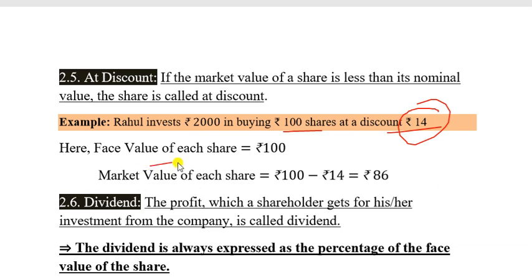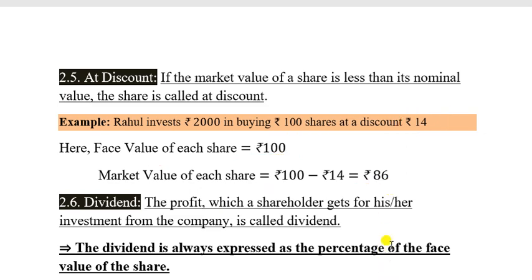See here, the face value of each share is 100 rupees and the market value of each share is 100 minus 14, which is equal to 86 rupees. So remember that this is very important: at premium it will be more, at discount it will be less, and at par it will be the same.